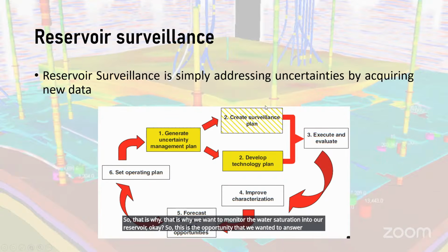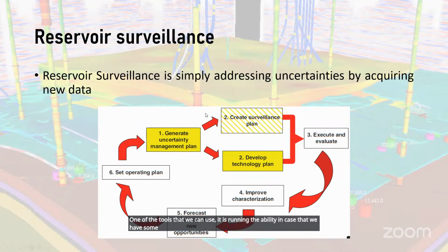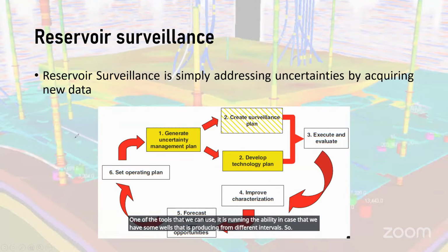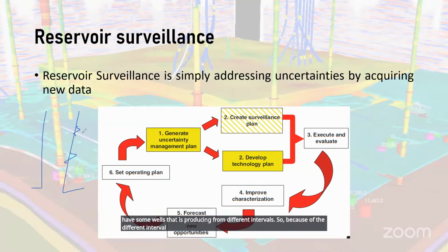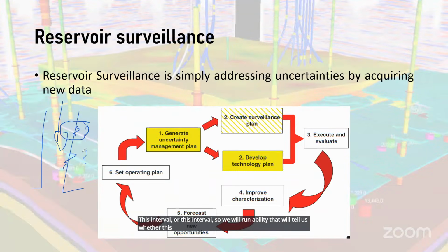So what is the tool that we can use? One of the tools is running the PLT, in case we have wells that are producing from different intervals. Because of the different intervals, we want to know which interval is producing water, this interval or this interval. So we will run a PLT that will tell us whether this interval is producing water or that interval. That is one of the tools.